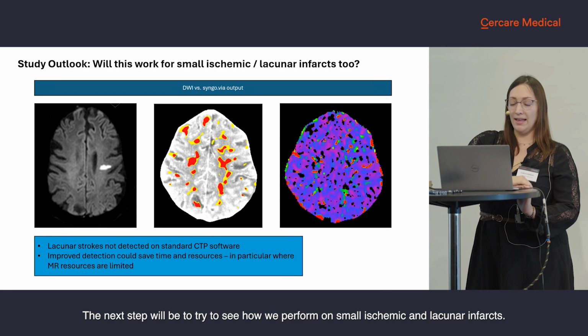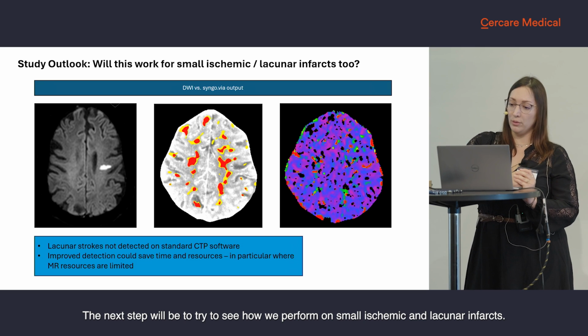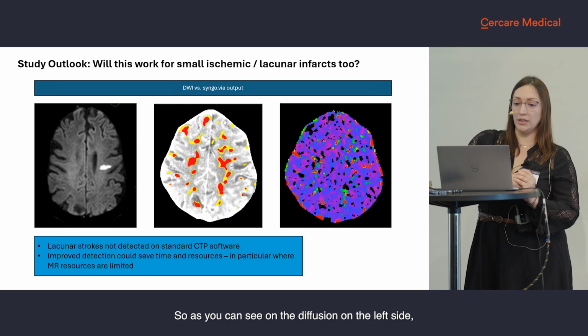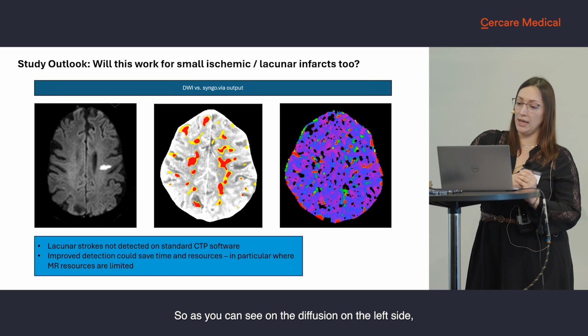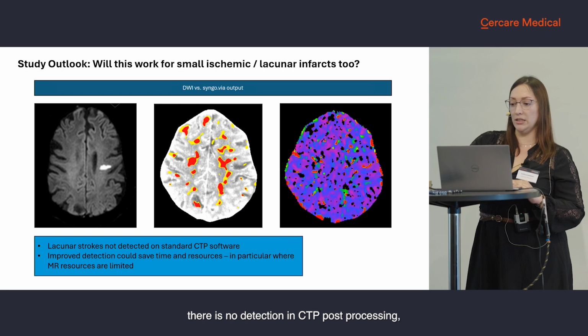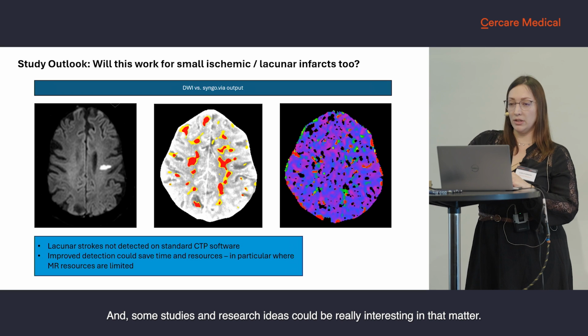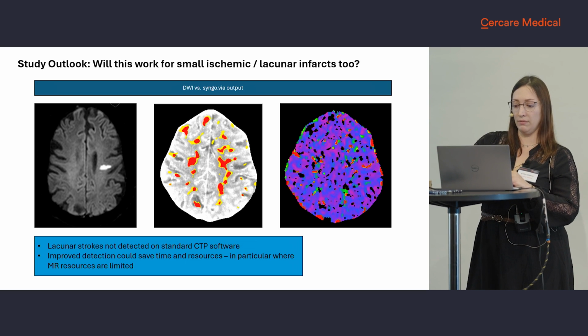The next step will be to try to see how we perform on small ischemic and lacunar infarcts. As you can see on the diffusion on the left side, at the moment there is no detection in CTP post-processing, especially in SINGO via images that we can see. And some studies and research ideas could be really interesting in that matter.